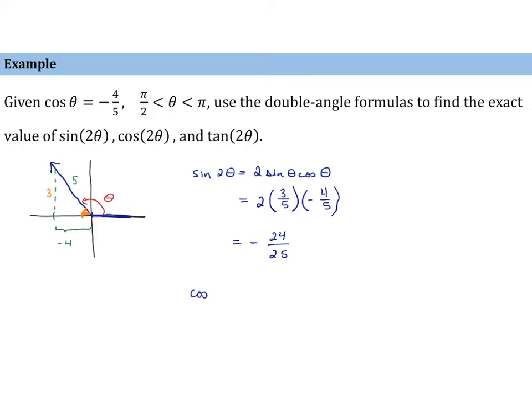Cosine of 2 theta. Well, since we're given cosine of theta, let's use the formula that is dependent only on its value. So 2 cosine squared theta minus 1. So we have 2 times the square of negative 4/5 minus 1. And so this is 7/25.